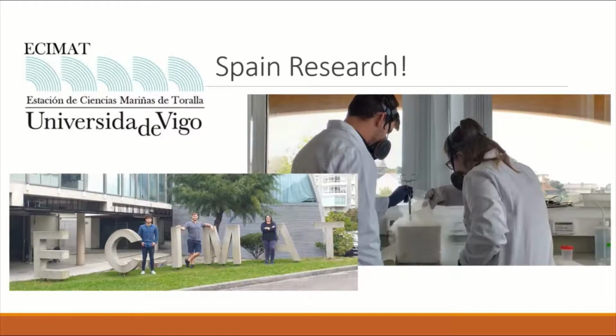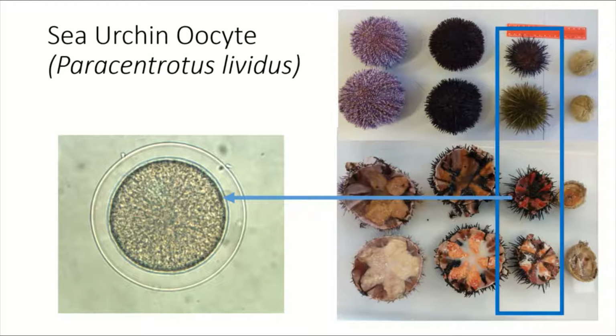I was invited to Spain to work with Estefania at the University of Vigo. I got to do lots of work in the ECIMAT, especially with sea urchins. This provided an excellent opportunity to test the prediction of time-dependent osmotic damage in both hypo and hypertonic conditions. We worked with mature sea urchin oocytes. We harvested from 3 spawning adults and used about 600 oocytes for each replicate.